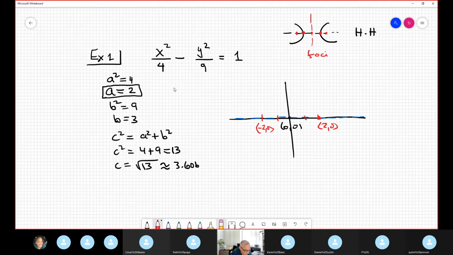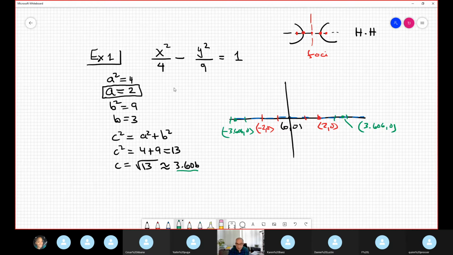Now, what more information do we need? We need the foci. Let me use green color. The distance to the foci is 3.6. I suppose here it's 1, 2, 3, 4, 3.6 approximately. This point is (3.606, 0), and here, approximately, (-3.606, 0) is the other focus.